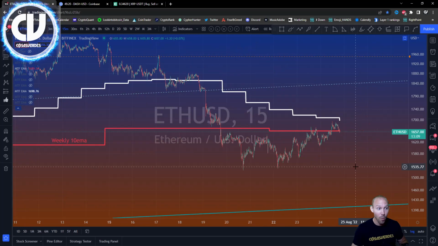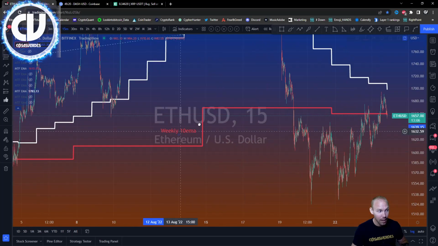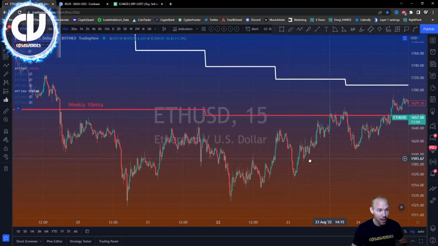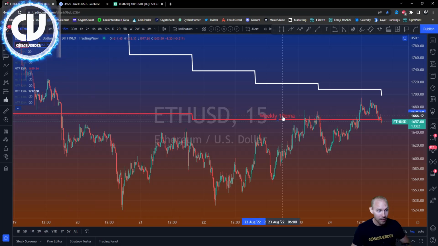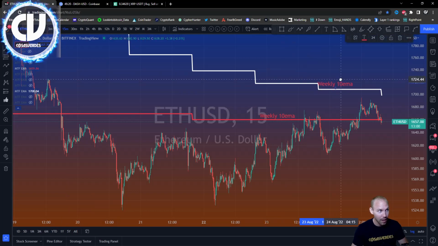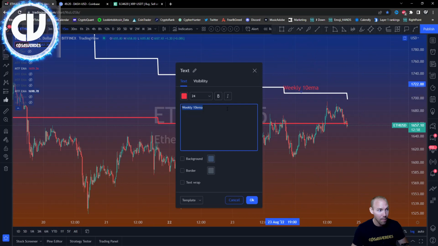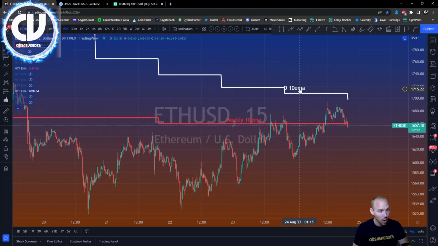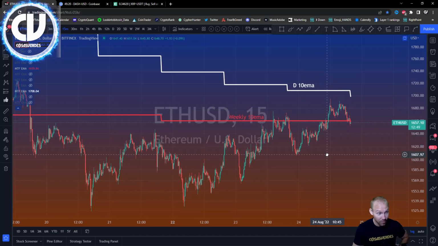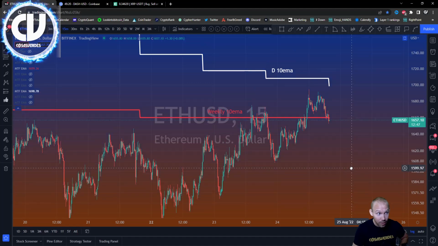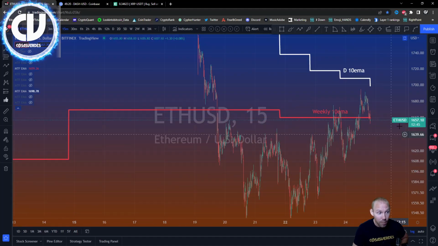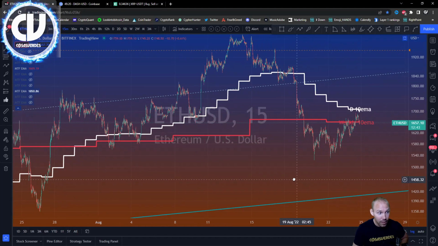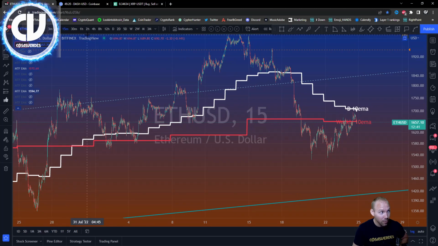So let's zoom way in here. The red line is the weekly 10 EMA. The white line is the daily 10 EMA. And I am on the 15-minute chart here. And look at how close we are. Remember being zoomed out? How big of a deal this is? Look at what is about ready to happen. Take this off. It is getting real close.